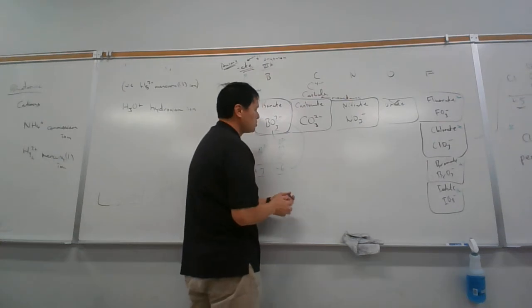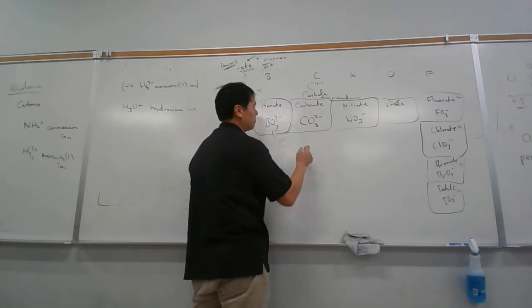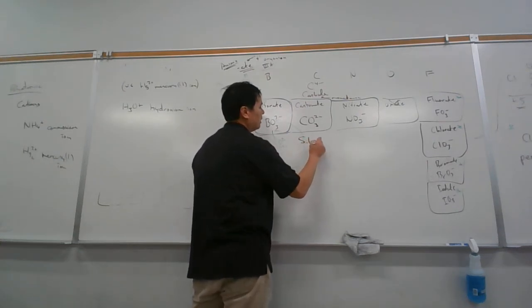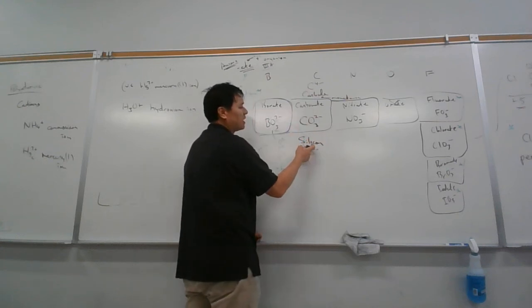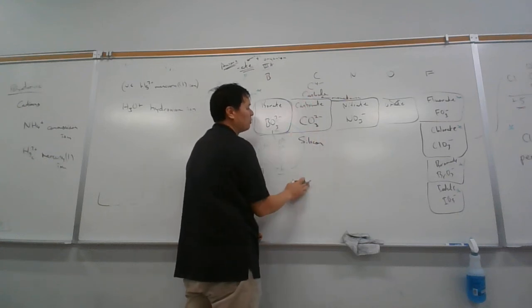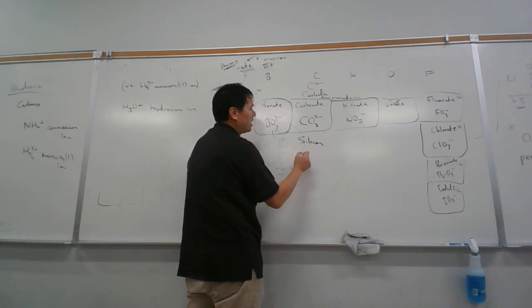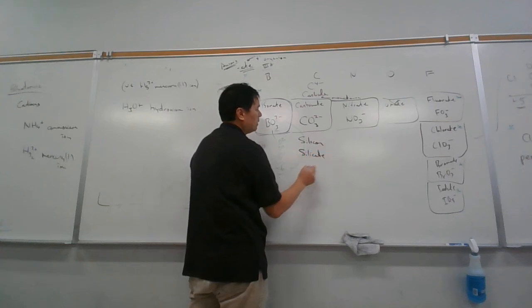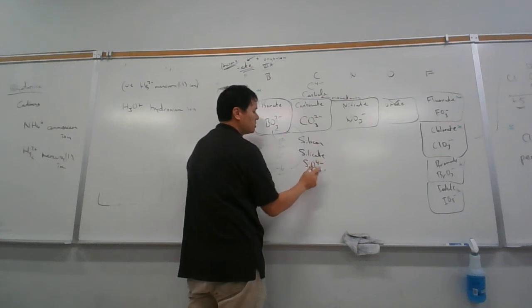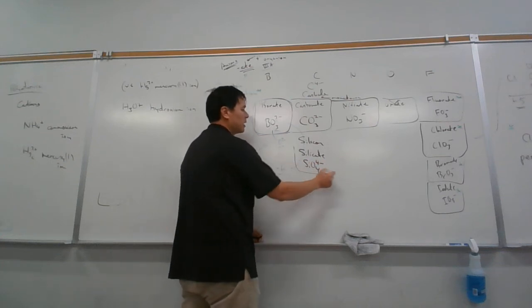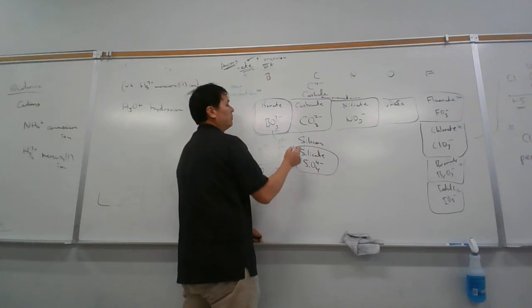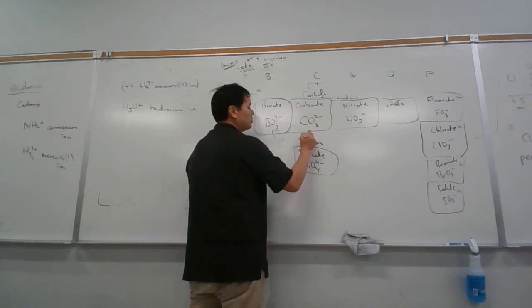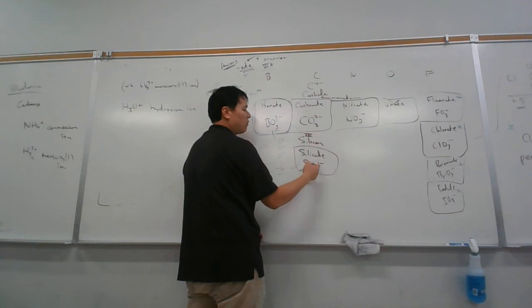However, something happens with the pattern when I get to silicon. If I go to silicon, I have carbide, I could have silicide too. Silicide would just be Si4 minus. But I could have silicate. And so silicate is actually SiO4 4 minus. Geologists like silicates, the silicate minerals. And so the way we remember this is silicon is in group 4. So it's 4, 4, 4.